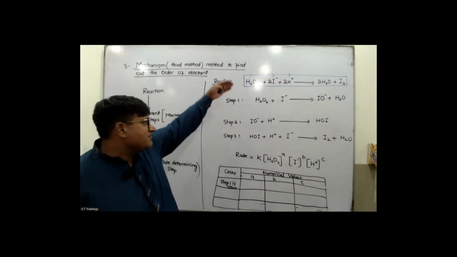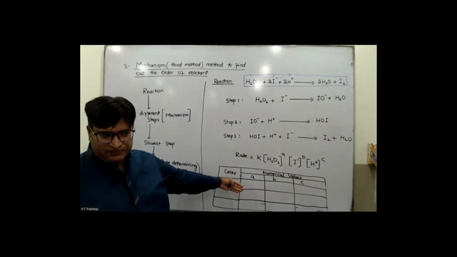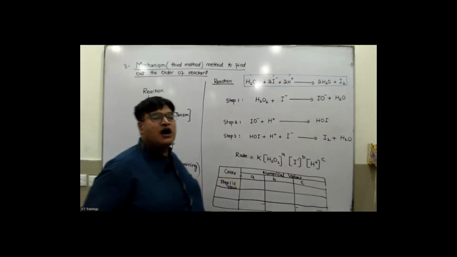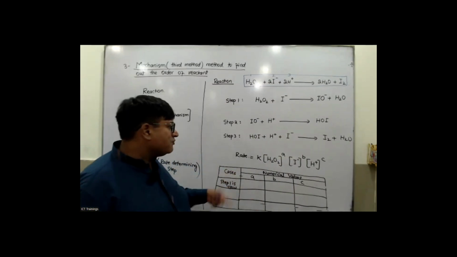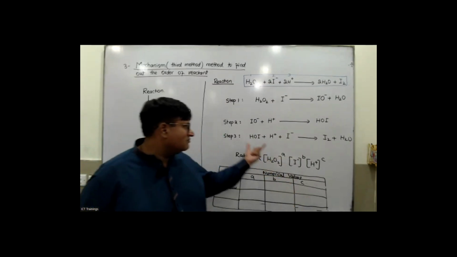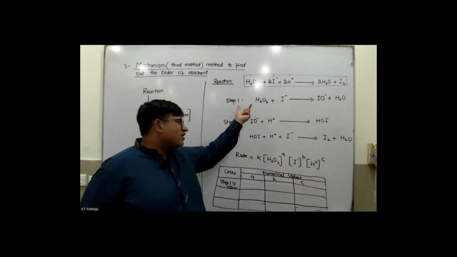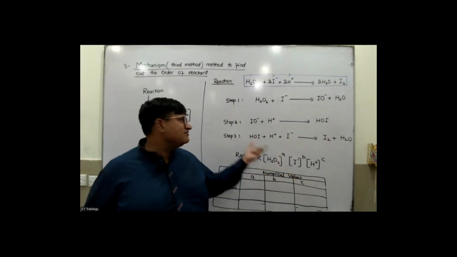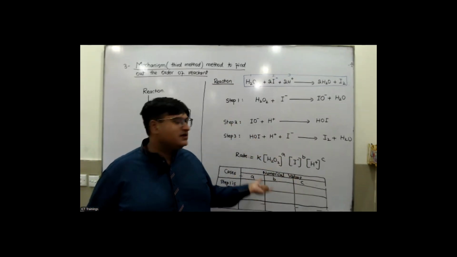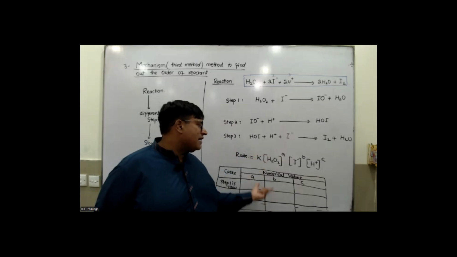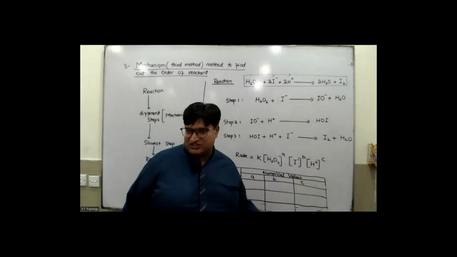Okay, now you are given this information, and he is going to ask you a question. I'm going to suppose this reaction. If step one is slow, then what would happen? If step two is slow, then what would happen? If step three is slow, then what would happen to these A, B, and C?